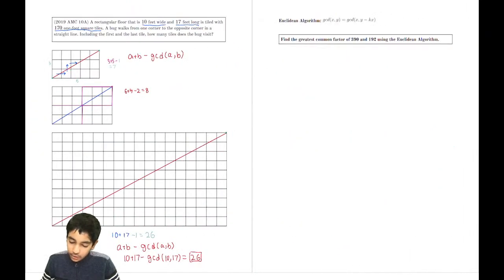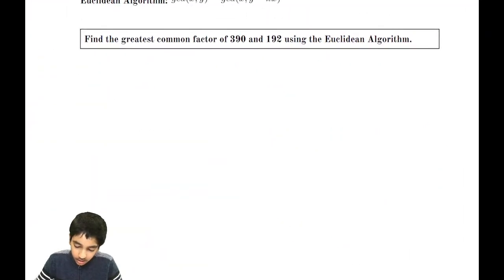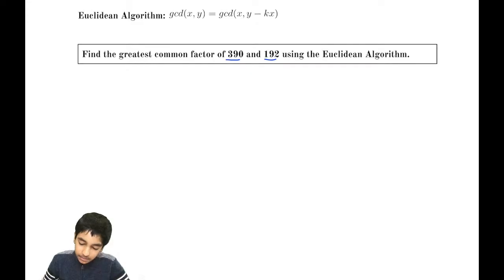Okay, so now let's explore the Euclidean algorithm. Find the greatest common factor of 390 and 192 using the Euclidean algorithm. So basically what the Euclidean algorithm states is that the GCD of 2 numbers is the same as the GCD of the number x and y minus multiples of x.